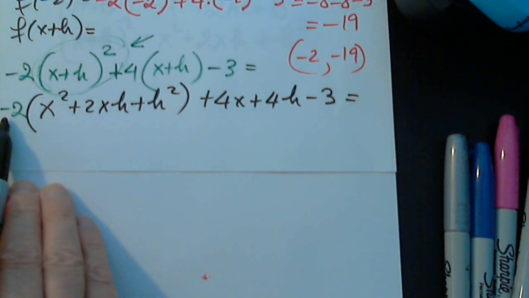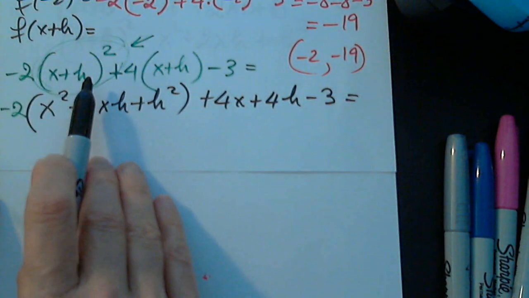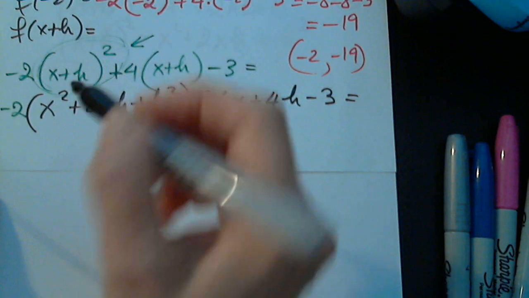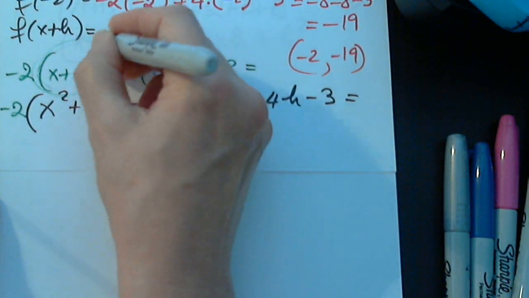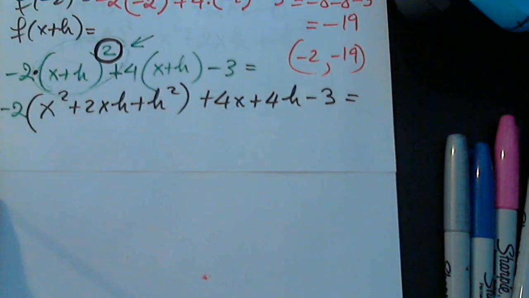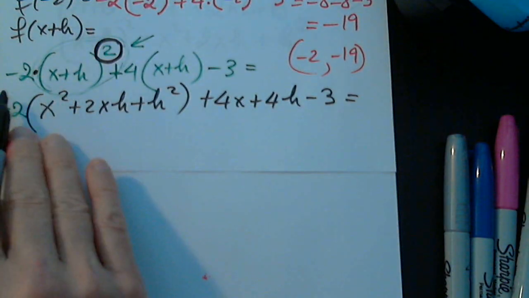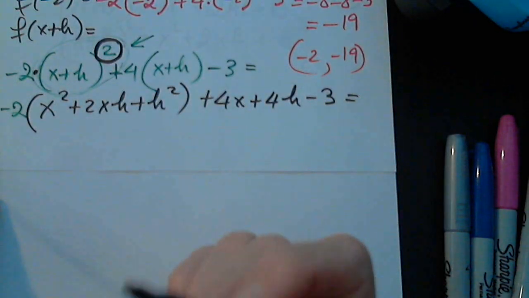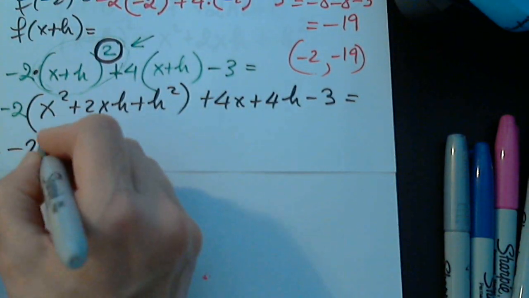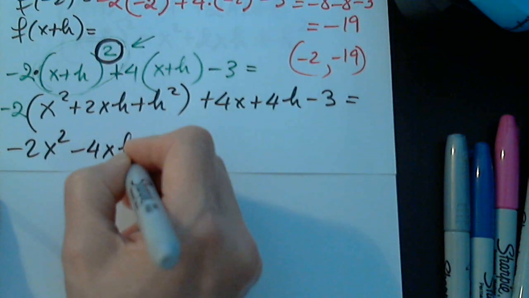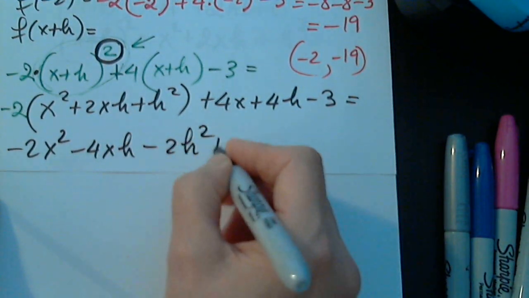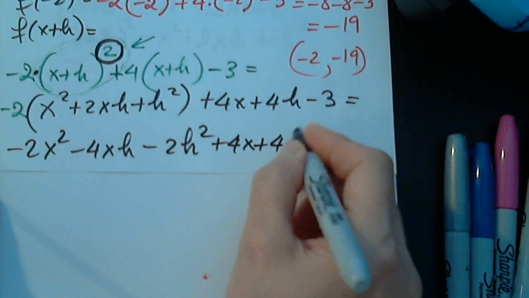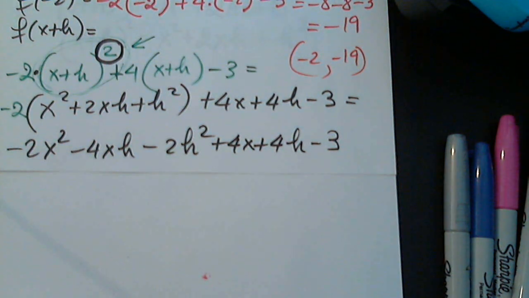I have to distribute now. Do not distribute first. There will be a terrible mistake. You have to apply the power and then multiplication. Do not distribute -2 and then square. That will be a terrible mistake. I'm not saying you're going to do it. I'm just talking about it. So now I can distribute: -2x squared minus 4xh minus 2h squared plus 4x and plus 4h and minus 3. And that is it.